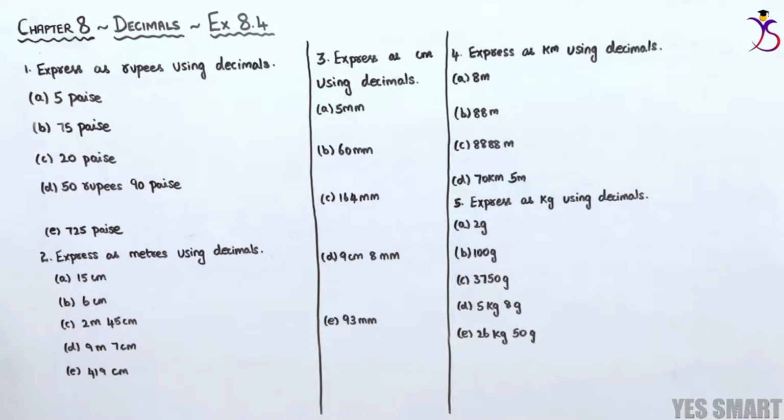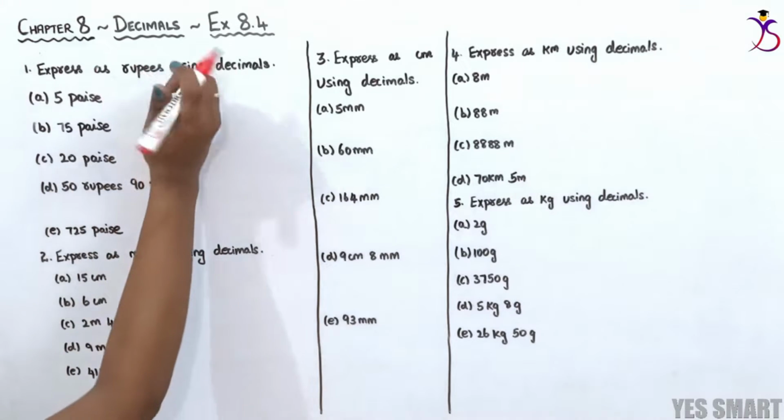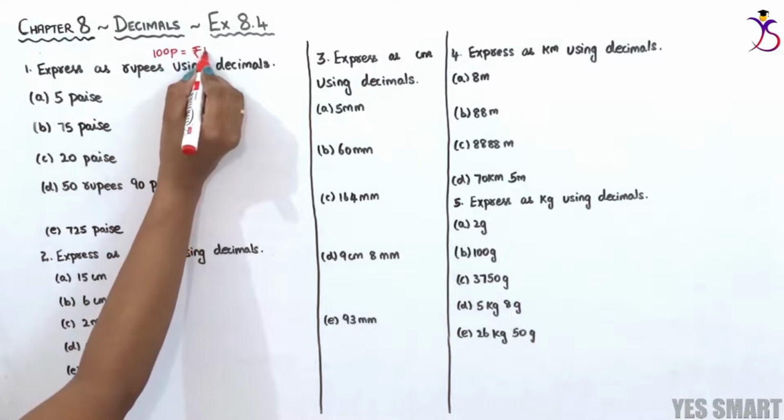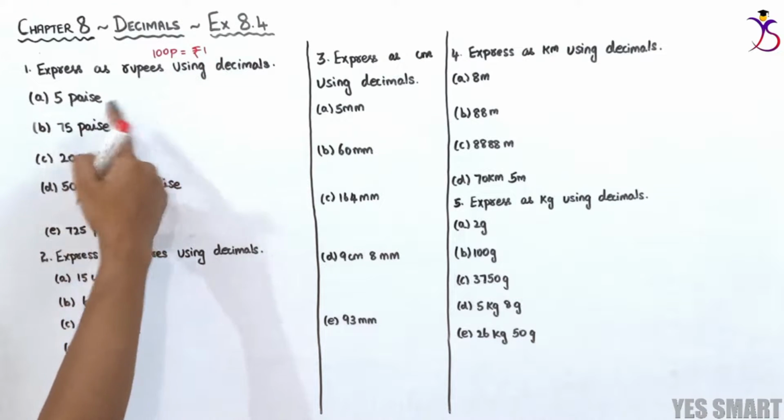Chapter 8 Decimals, Exercise 8.4. In that, the first sum: express as rupees using decimals. They have given a few subdivisions in pies and rupees format. Now we have to express it as rupees using decimals. For this we know that 100 pies equal 1 rupee. Now we are going to use the same conversion in the subdivisions.